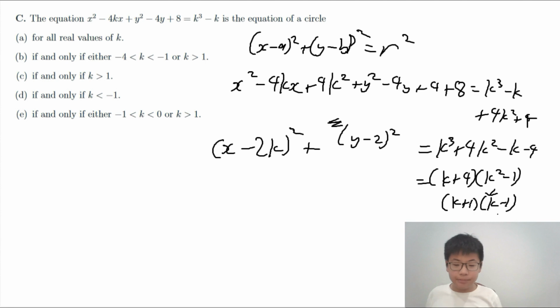Great. So in fact, we solve the cubic on the right hand side. The only one which has minus 4, minus 1 and 1 is option B. Therefore, B is the answer.